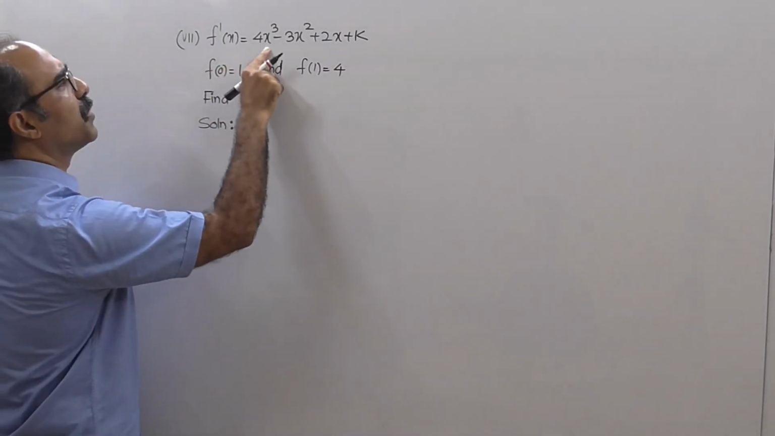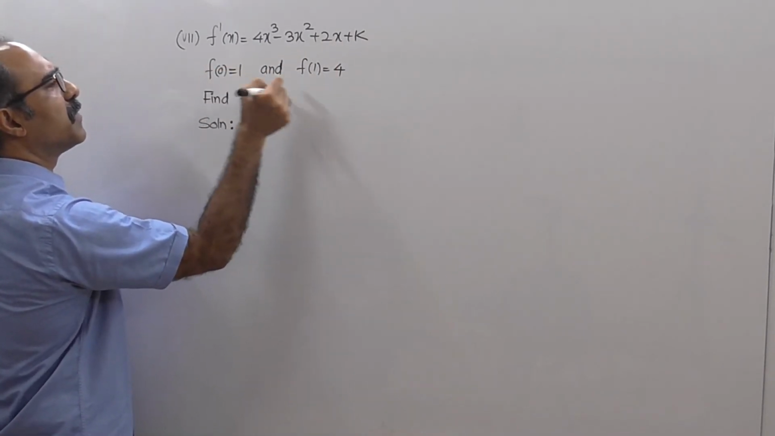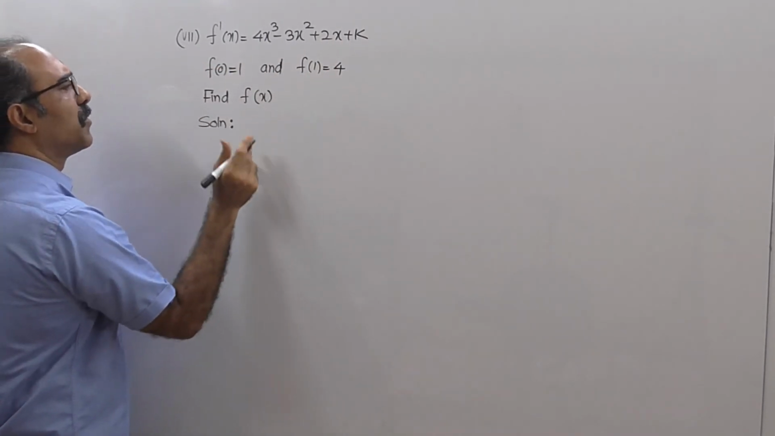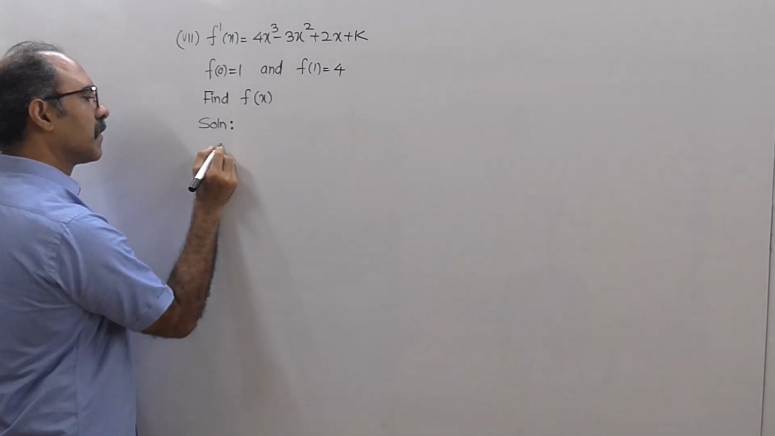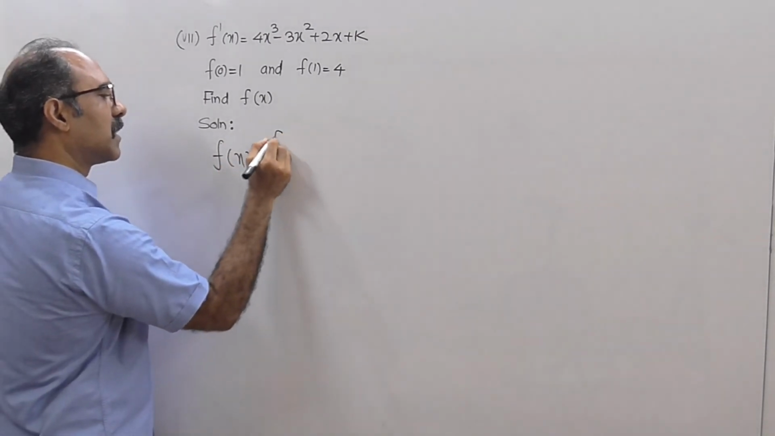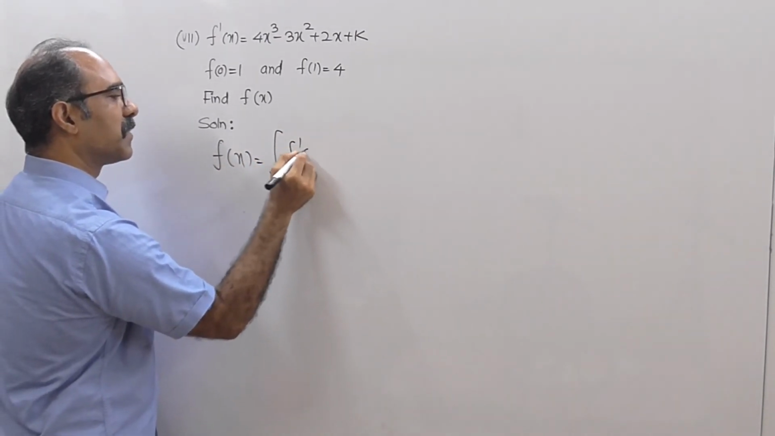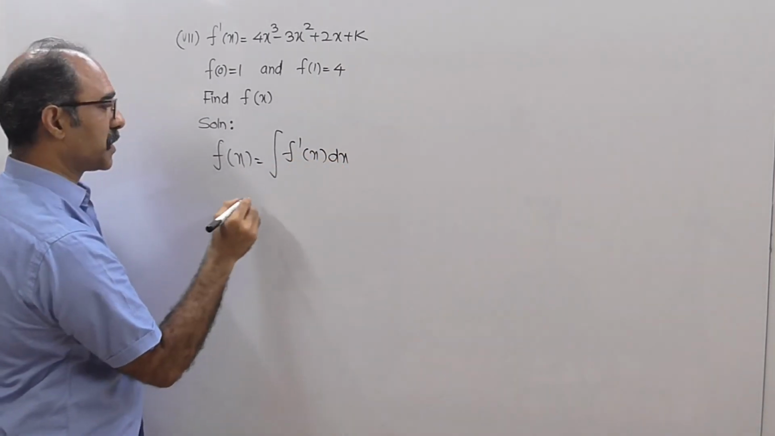f dash of x equals 4x cube minus 3x square plus 2x plus k. They have given f of 0 equal to 1 and f of 1 equal to 4. You have to find the value of f of x. So can I say that f of x is nothing but the integration of f dash of x? I think we discussed this in the previous question.